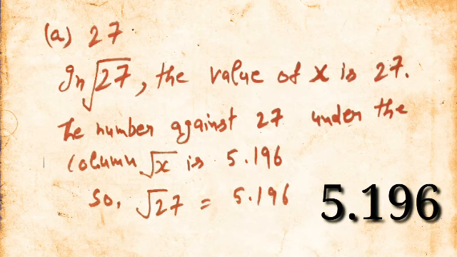5.196, and for the root 27 answer, as there are 3 digits, but we have to find up to correct 2 decimal places. If 2 decimal places, then we have to round off the digit, as the third digit is 6, which is more than 5. More than 5, then we have to add 1 to the next number, that is 9. 9 plus 1 is 0, and again that 1 will be carried here. It will be 5.20. Up to how many places? Correct 2 decimal places.